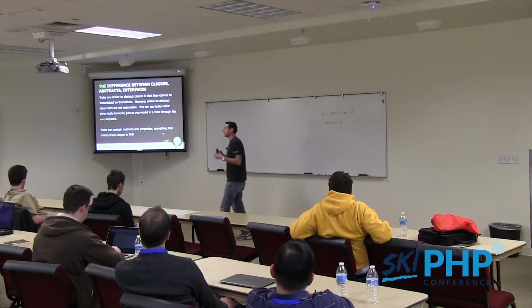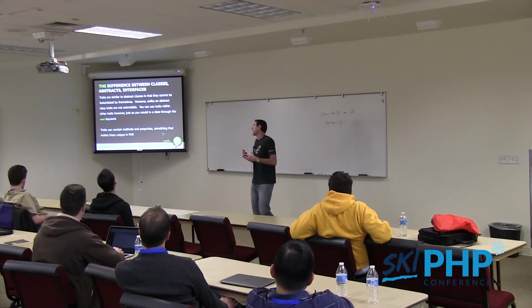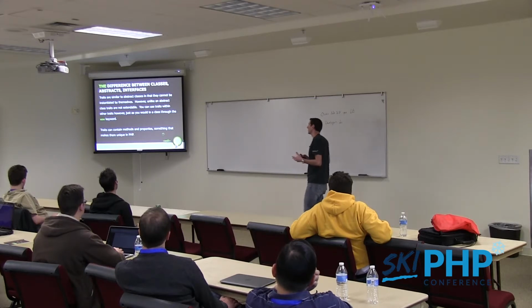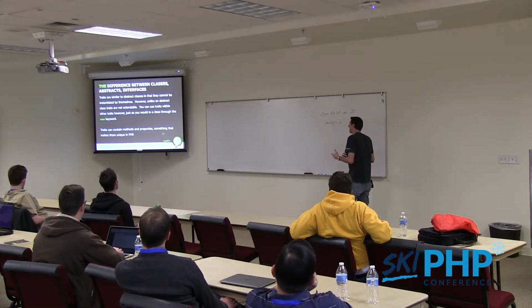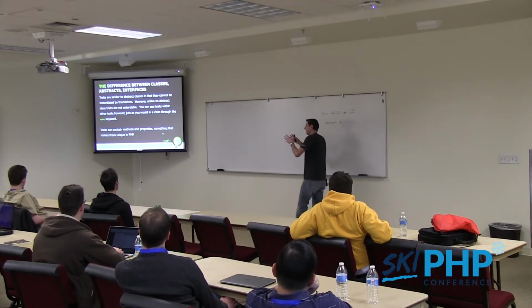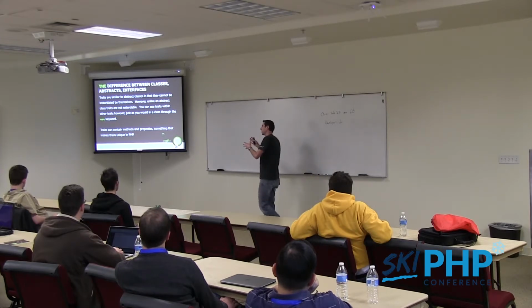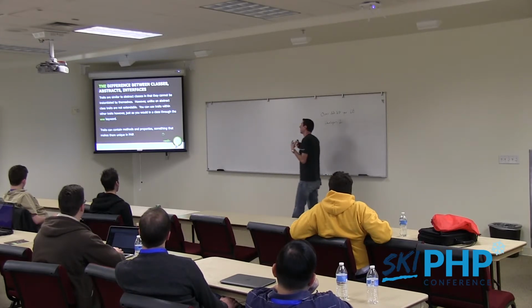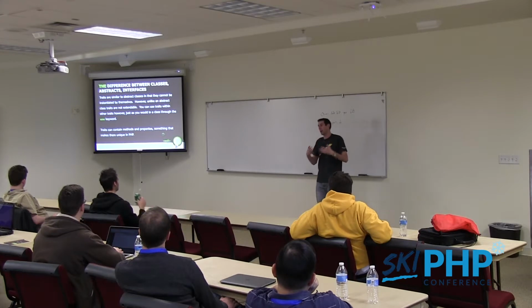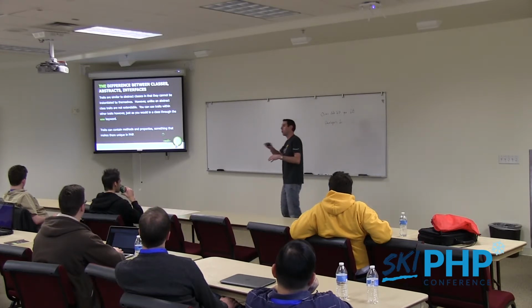So the difference between classes, abstracts, and interfaces. Traits are very similar to abstract classes, except that they cannot be instantiated by themselves. Like the abstract classes, they cannot be instantiated by themselves. However, the difference is abstract classes are extendable, whereas traits are not. Traits are basically one and done.